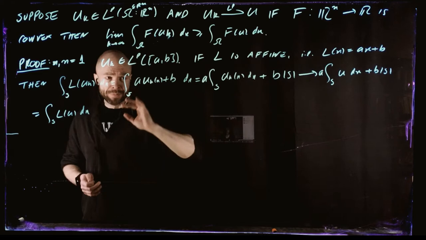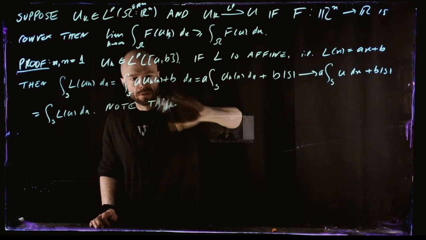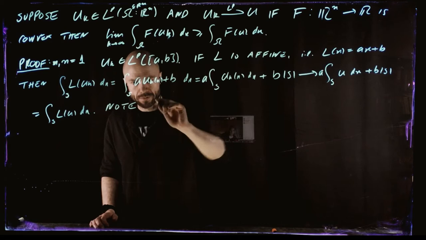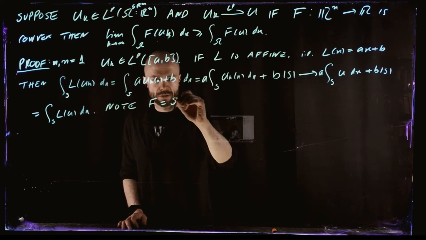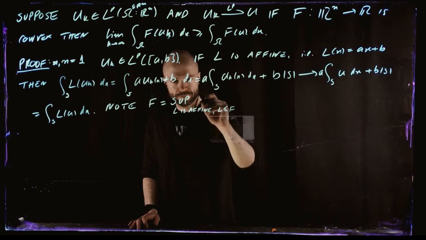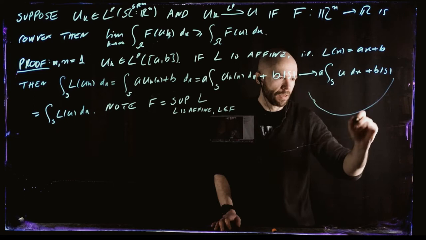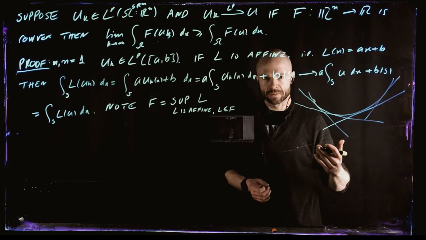Okay, so if we have a convex function, note that f itself, being convex, is the supremum of a bunch of affine functions. So I'm going to express it like this: f is equal to the supremum over L affine, with L less than or equal to f, like this, right? So if we have a convex function, then for every affine function underneath it, if we take the supremum of all those affine functions, then we are actually going to get back the actual function itself.